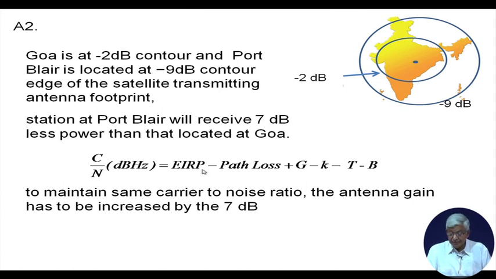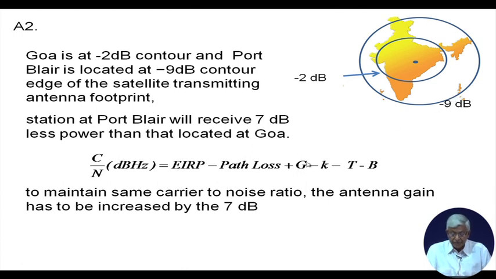This is maximum EIRP, and then the path loss. It is assumed the differential path loss from here and here is zero, since the satellite is at 36,000 kilometers high, so the path loss is almost the same. K is a constant, bandwidth is constant, and the noise temperature, let us assume, is also constant, because both elevation angles are quite high. So, only sky noise is seen.